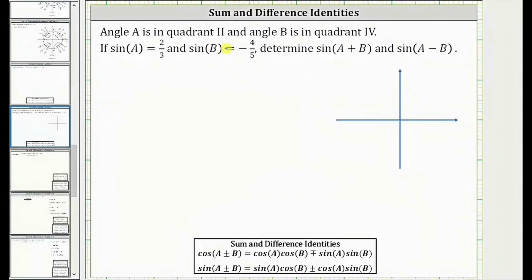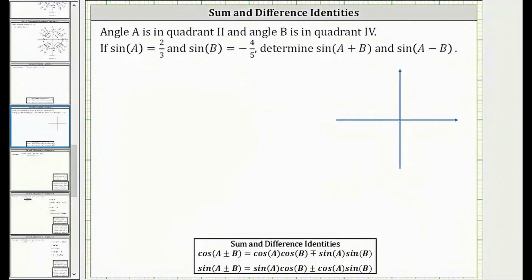Angle A is in quadrant 2 and angle B is in quadrant 4. If sine A equals 2/3 and sine B equals negative 4/5, determine sine of the quantity A plus B and sine of the quantity A minus B. Looking at the sum and difference identities, notice how we are going to have to find the cosine function values for angle A and B, and therefore let's begin by determining the reference triangles for angle A and angle B.